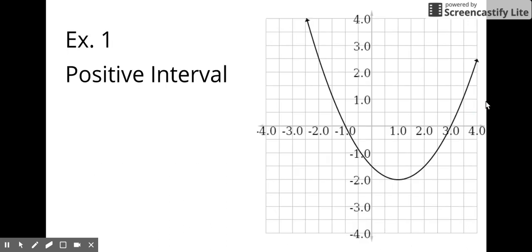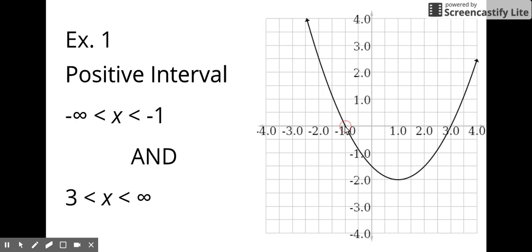So when we look here, to find our positive interval, we want to find our x-intercepts. That's at (-1, 0) and (3, 0). Everything that's positive is the part of your graph that's above the x-axis. So that's this piece over here and this piece right here. So the way we can write that is from -infinity to -1, and then from 3 to infinity.